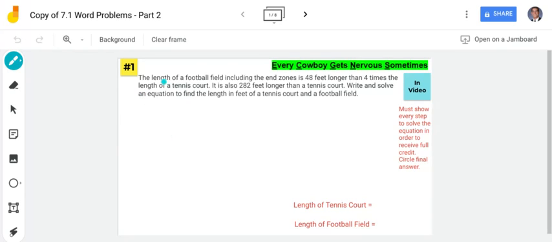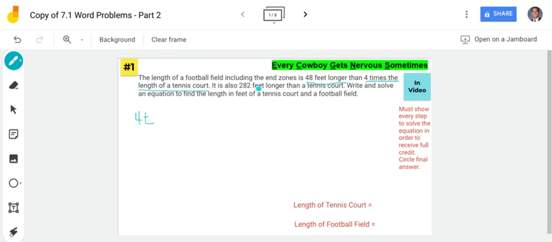Okay, so first we have information about the length of a football field, which is 48 feet longer than 4 times the length of a tennis court. So let's use T for tennis court. 4 times the length of a tennis court would be 4T, right? If we're using T for tennis court, 4 times T, or 4 times the length of a tennis court.